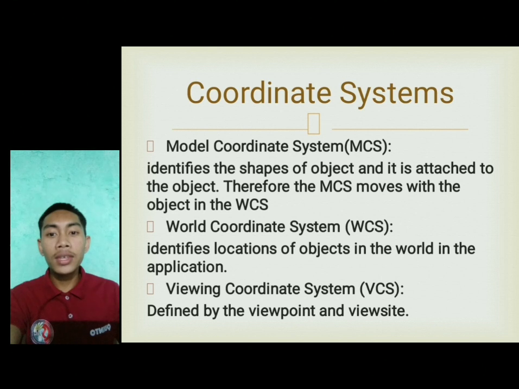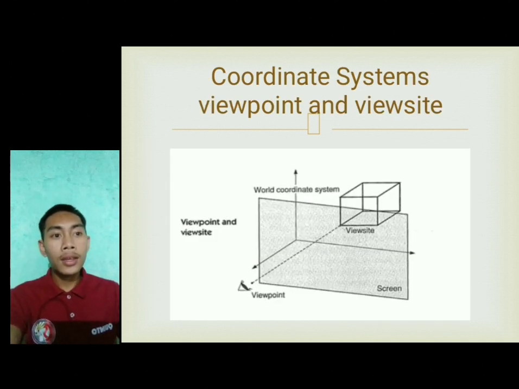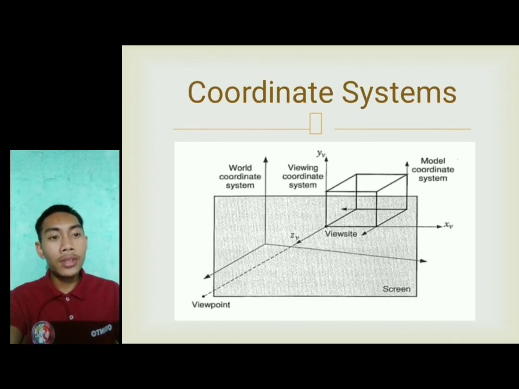Number 2 is World Coordinate System or WCS. Identifies location of objects in the world in the application. Number 3 is Viewing Coordinate System or VCS, defined by viewpoint and view site. Coordinate system, viewpoint, and view site. That is the example of coordinate system, viewpoint, and view site.